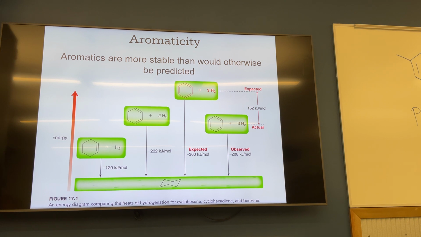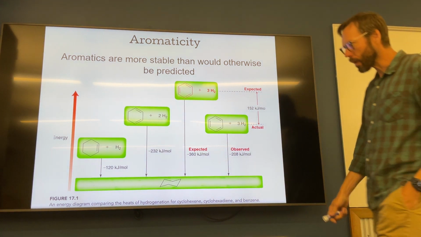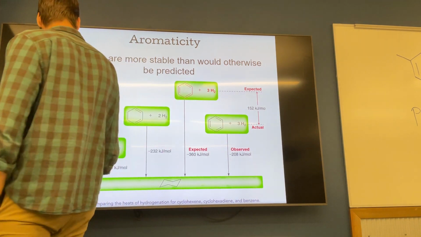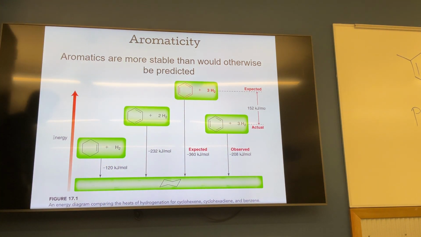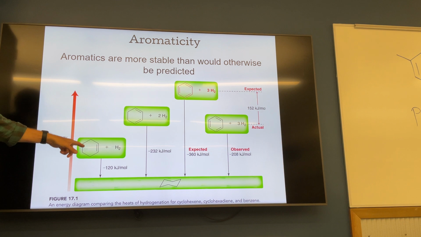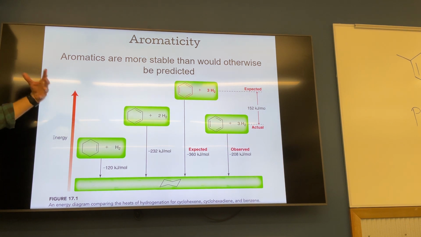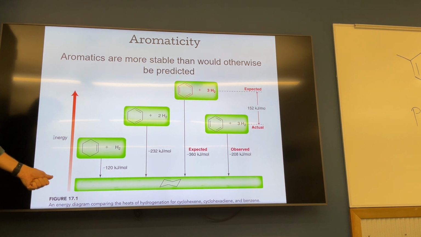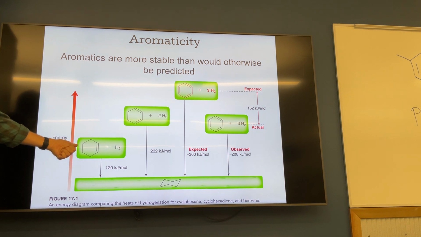So I was mentioning how stable these aromatics are, and if you were to take this compound here, it's not aromatic. Again, we haven't classified what aromatic compounds are yet, but what would this be? Anybody know what this is? Hexene?